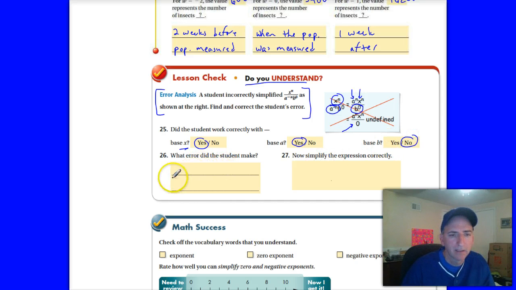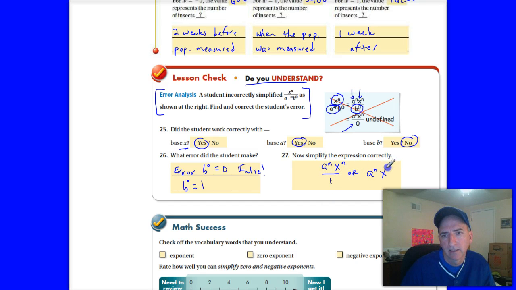What error did they make? They said b to the 0 equals 0, which is false, because we learned that anything to the power of 0 is 1 except for base 0. To correctly simplify this expression, it should be a to the n x n over 1, or since it's over 1, you could just say a to the n x n.